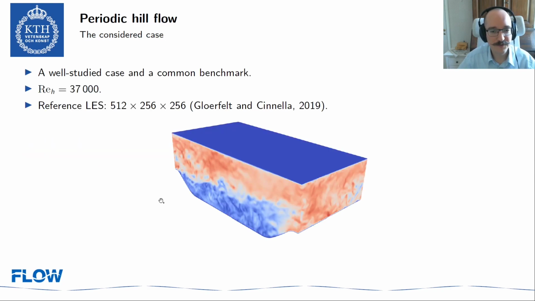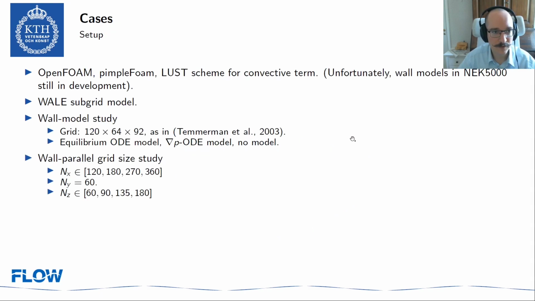One has to start somewhere, and we decided to start with a well-known, well-studied benchmark, which is a periodic hill flow. There is an overview here on the slide. In particular, we're going to consider the Reynolds number 37,000 based on the height of the hill, because this is the highest number for which we have reference data, which is an LES by Gloerfelt and Cinnella from 2019.